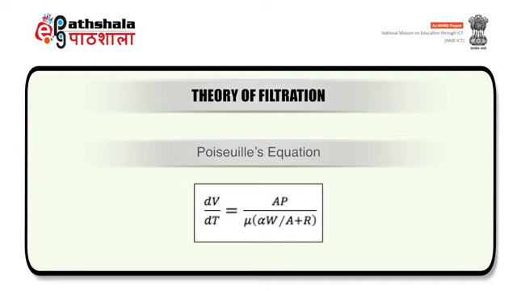Here, V stands for volume of filtrate, T is time, A is the filter area, P is total pressure drop through the cake and filter medium, mu is filtrate viscosity, alpha stands for average specific cake resistance, W is the weight of dry cake solids, R is the resistance of filter medium and filter.